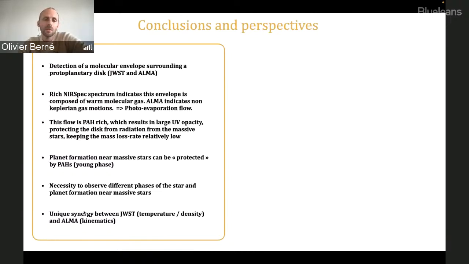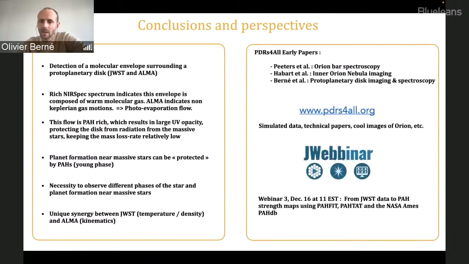And I want to insist on the unique synergy between JWST and ALMA for this kind of studies.